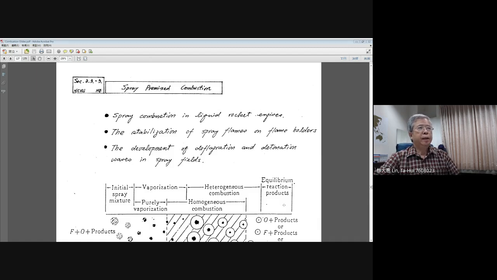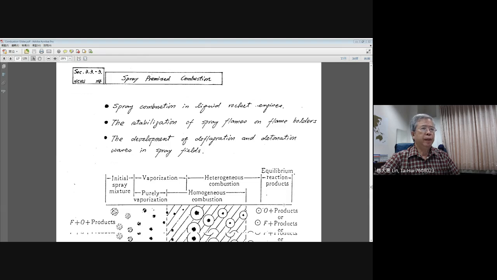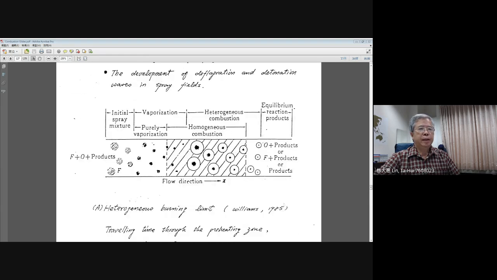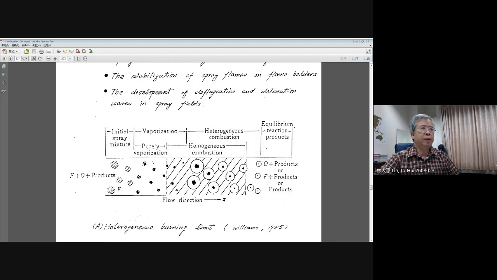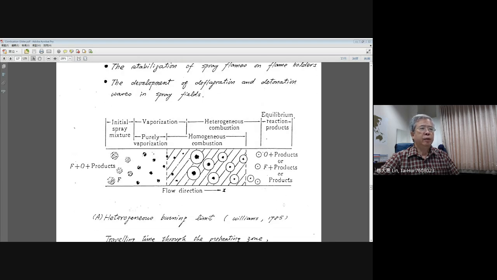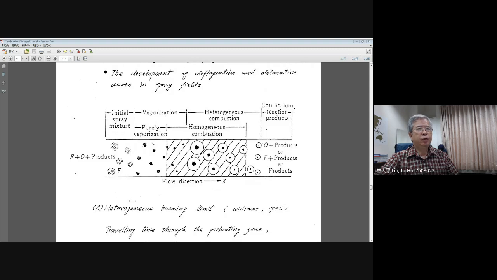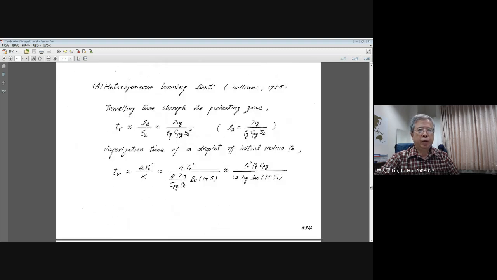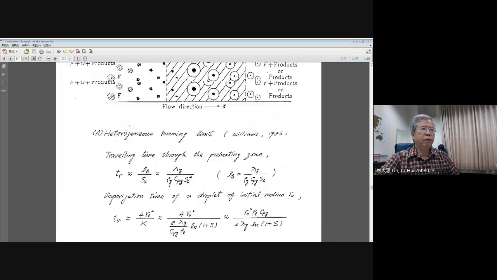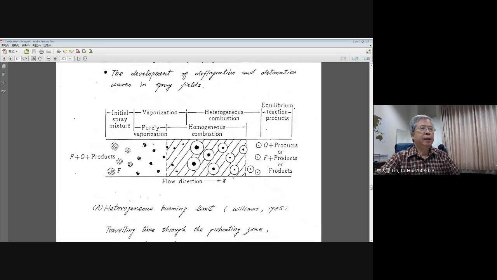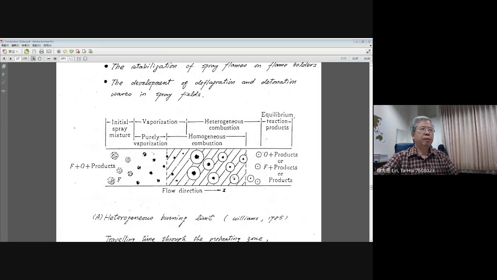Let's look at the modeling of spray premix flames introduced by Williams in 1985 in the book by F. Williams. And as I described earlier, we consider the spray flame structures like the plot shown on page 3.34. Here, they describe a premixture of gasified oxygen and fuel vapor with fuel droplets.